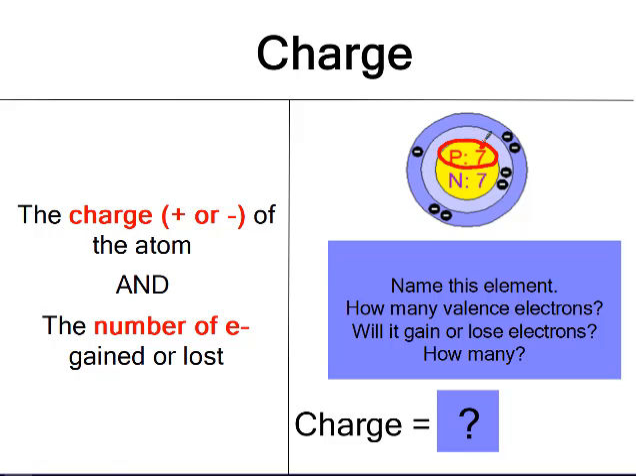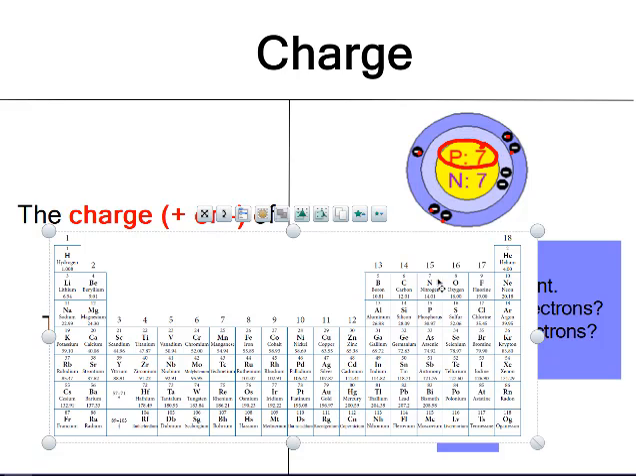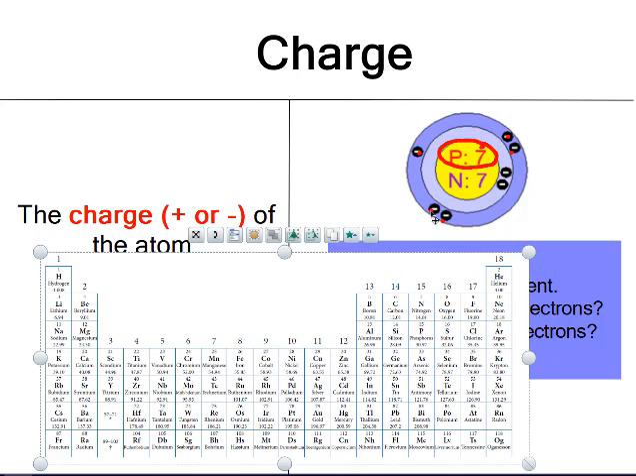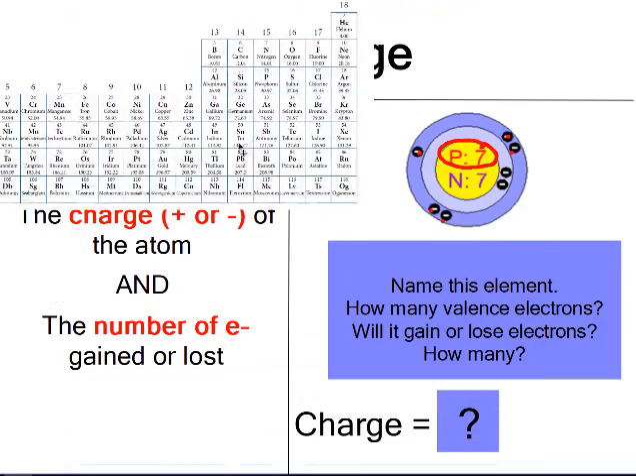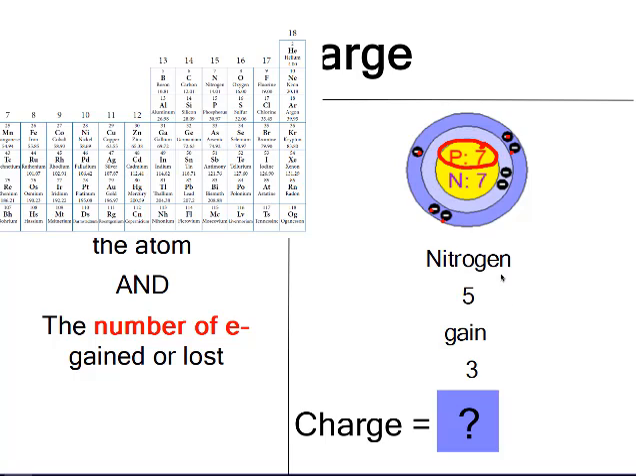Then, how many valence electrons does it have? It has 1, 2, 3, 4, 5. So, looking at the periodic table, 7 protons corresponds to nitrogen. And 1, 2, 3, 4, 5 valence electrons. So would it most likely lose 5 or gain 3? It would most likely gain 3 to get that full octet. So anytime it's gaining an electron, remember from part 1, we said that's going to be a negative charge because we're gaining something negative. And how many? 3. Therefore, the charge would be a negative 3.